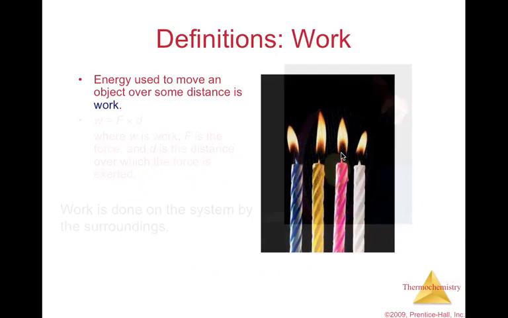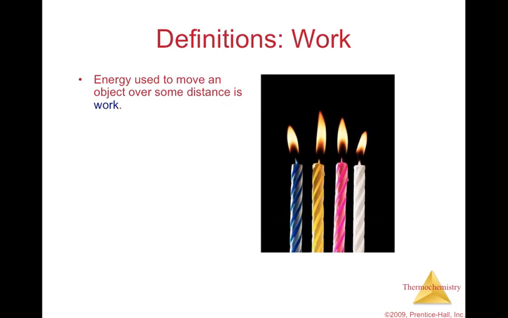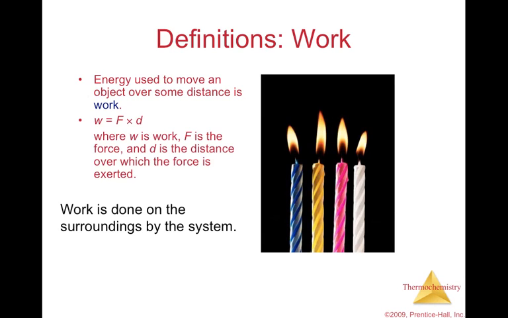Now, the flip side to that is whenever you have work done on the surroundings by the system. So over here, I'm studying these candles. Because these candles are basically releasing energy out into the surroundings, which is basically the air around it, that is an example of work being done on the surroundings by the system. So I'm studying the candles. I'm trying to figure out how much energy or light they're basically spreading out into the world. So that's an example of work that's being done on the surroundings by the system.